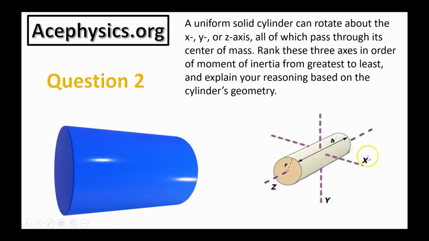The moment of inertia about the x-axis and the y-axis are equal because the mass is distributed symmetrically with respect to both axes. In contrast, the moment of inertia about the z-axis is smaller since the mass is on average located closer to the axis of rotation.